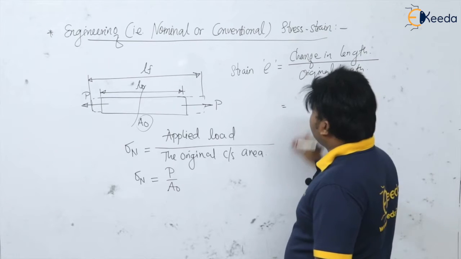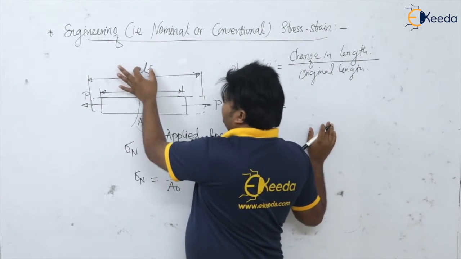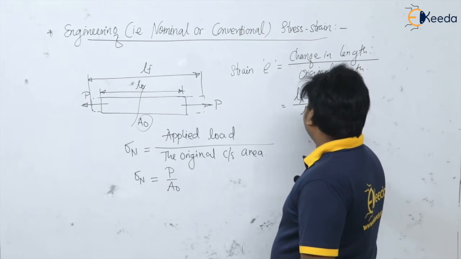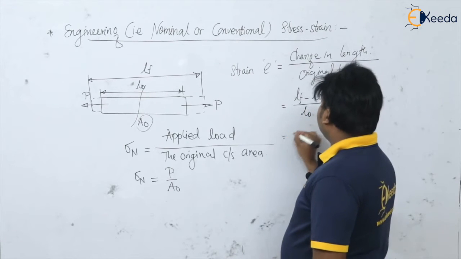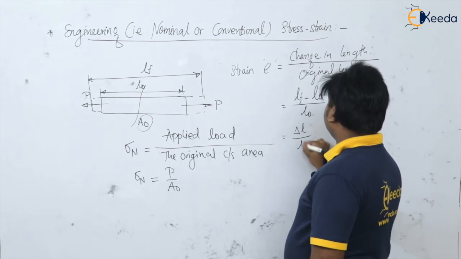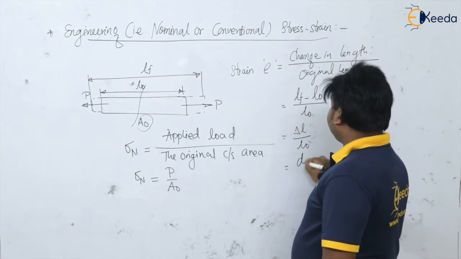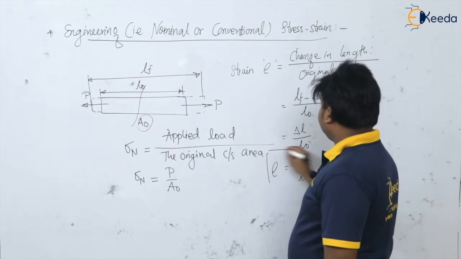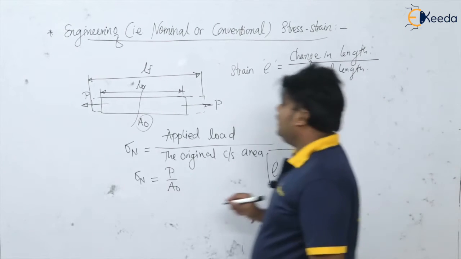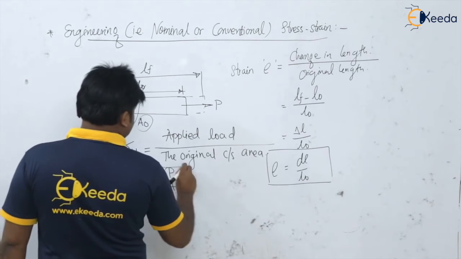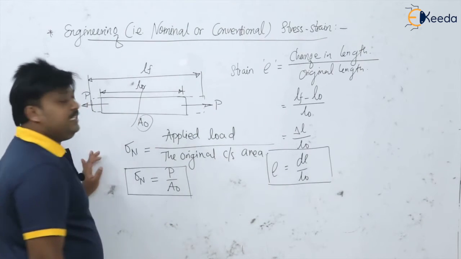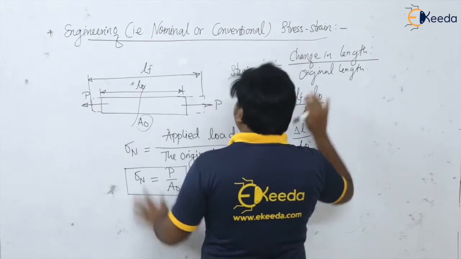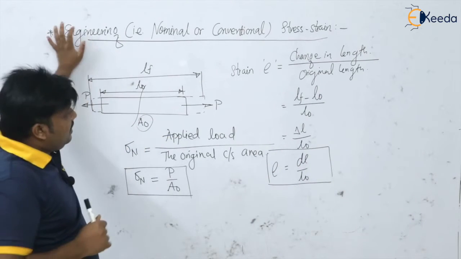So what is change in length? Change in length will be what? The final length minus original length, LF minus LO divided by LO, that is original length. I can write it as delta L divided by LO, or I can write this as DL upon LO, is my engineering strain or nominal strain, where sigma n is my nominal stress, isn't it? So see, this is our stress and strain, which is the engineering stress and strain.